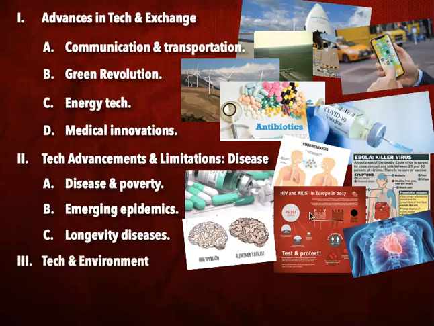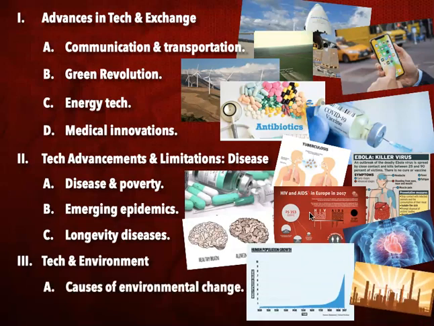Okay. Let's see, section 3, technology and the environment. All right, we'll get right into causes of environmental change, which are things like deforestation, where we cut down trees and we don't replant. Desertification, which is when you're not using good land management practices and what should be arable land that you can use for agriculture turns into desert.